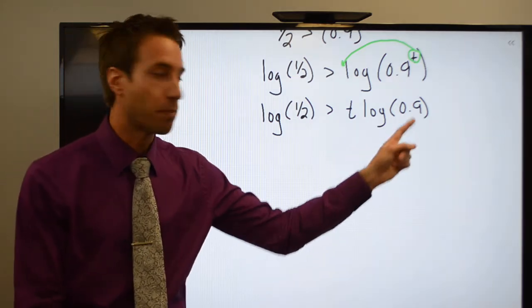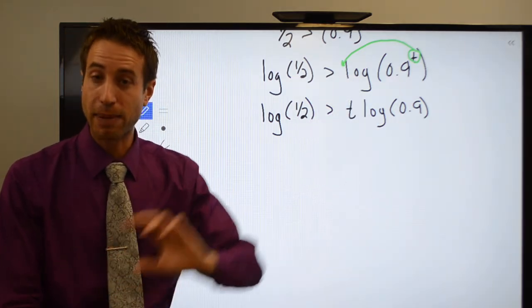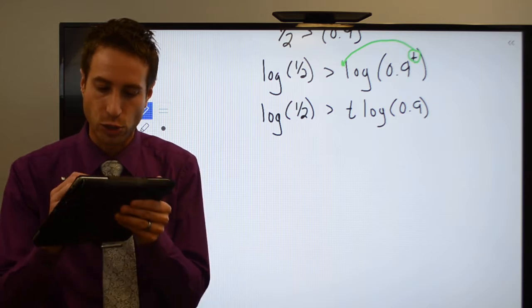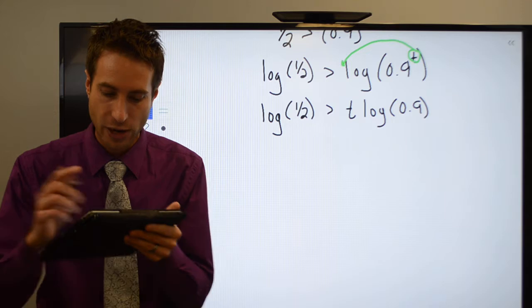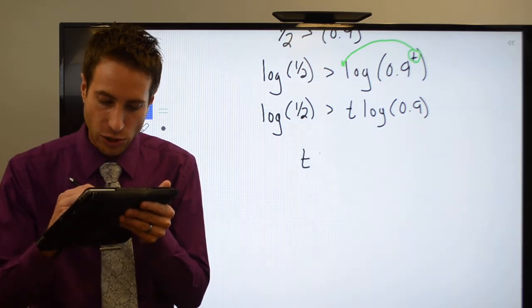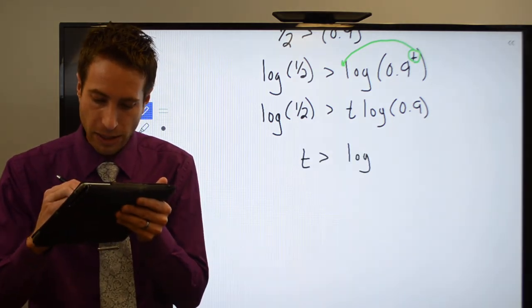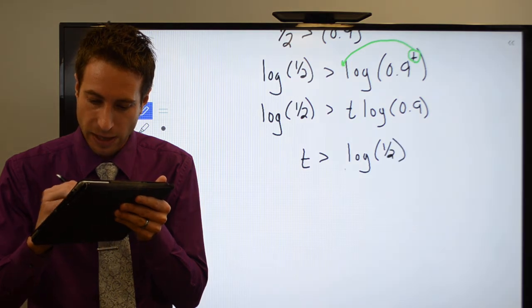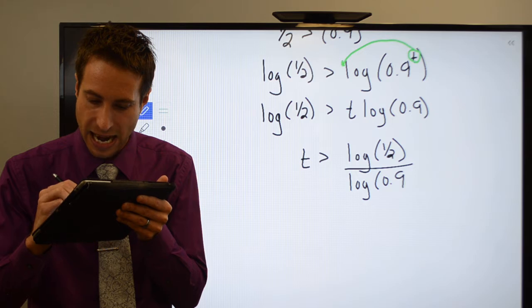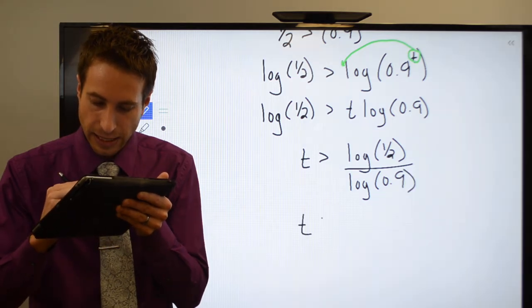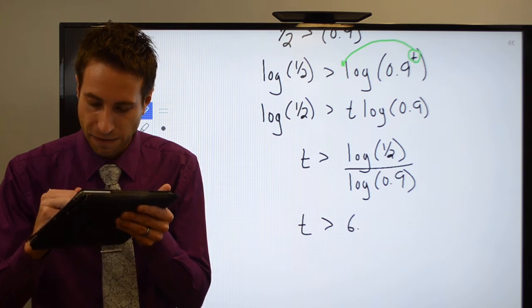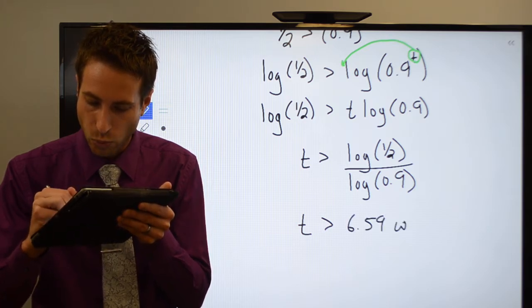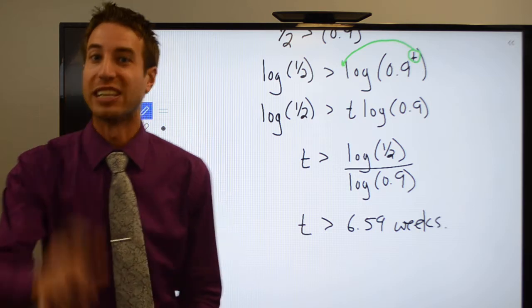Anyway, log of 0.9 is a negative number. Because I'm dividing by it, I have to flip my inequality, so here's what I get. T goes, right, it's less than, it'll switch to greater than. So T is greater than common log of 1/2 divided by common log of 0.9. Plug that into your calculator, you get 6.59 weeks.